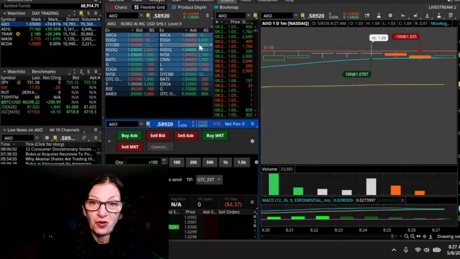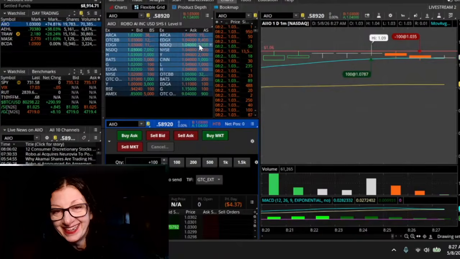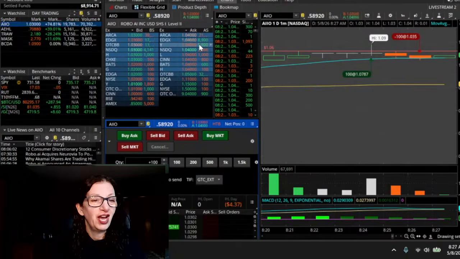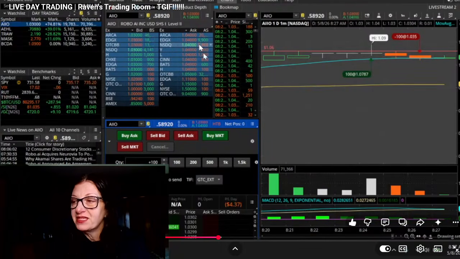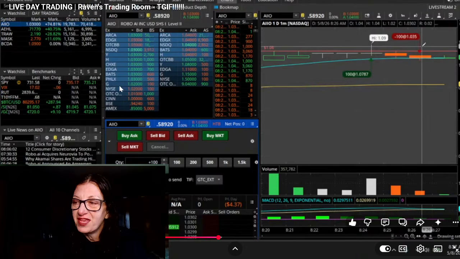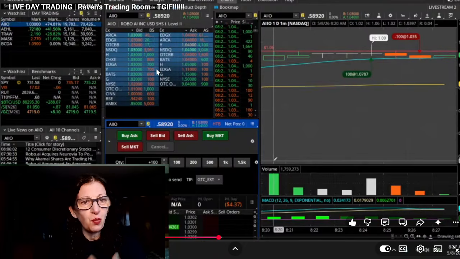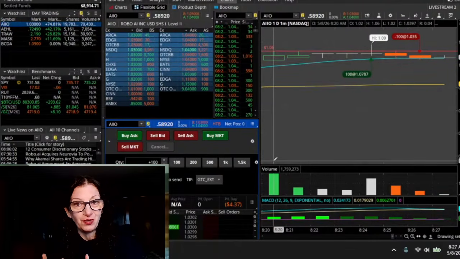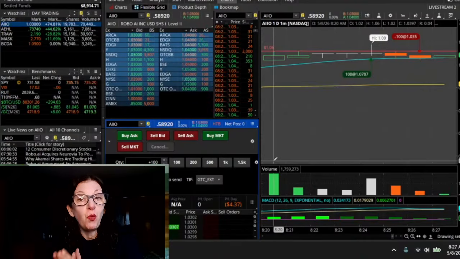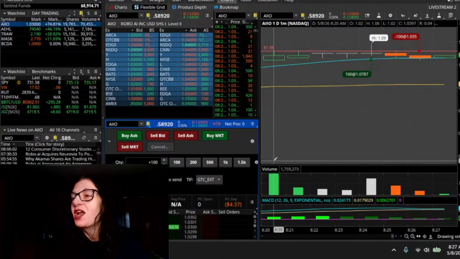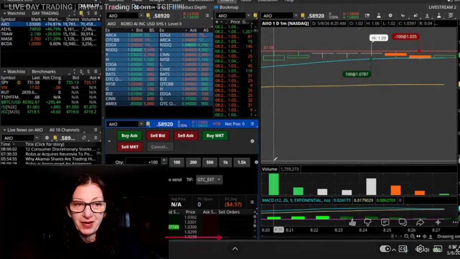And that took me quite some time to get used to, honestly. It's not easy at all. The problem is if you only use this part of it and you don't use the time and sales, then you don't actually see which orders are executed. You only see what people want to buy or sell. Now, this is super helpful, of course, but it's not the whole picture.